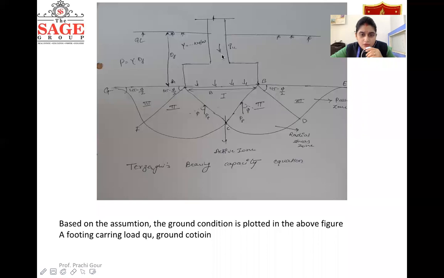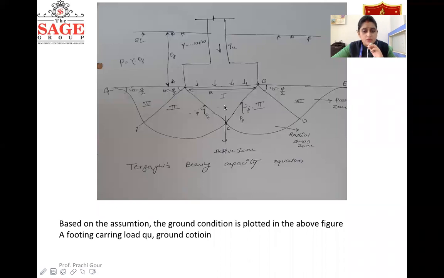We have the footing on the top, and the load that is carried by the footing is QU, applied in the downward direction. This is the ground level. This is the footing. Here is the value of gamma, which we will calculate in kilonewton per meter square. This is the total depth of the footing from ground level to the base of the footing, which is denoted by dF. So the total load which is applied on the footing is given by gamma, that is the unit weight, into dF.